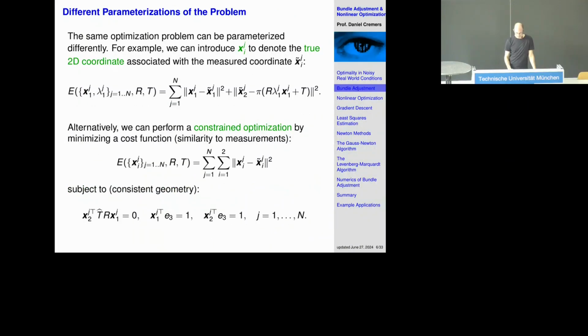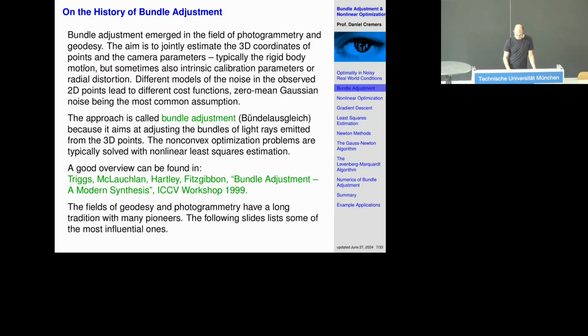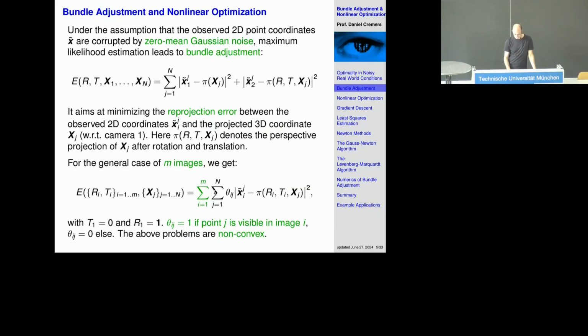And the loss function that people minimize is this one, where you basically say you are observing a set of points in a set of images, so n points in m images, and for each point in each image you want to make sure that the observed point is close to where it should be based on the perspective projection of the 3D point xj with rigid body motion Ri and ti. And then you penalize the quadratic discrepancy.